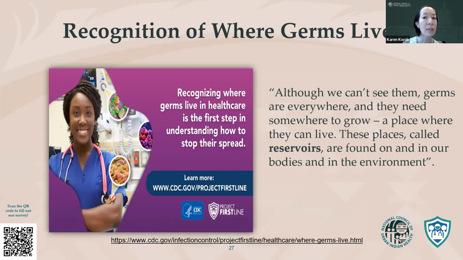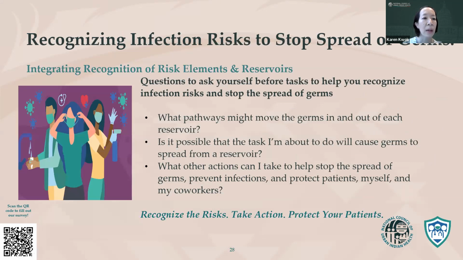In the next slide, infection control actions at any one of these key points that we just discussed can stop germs from spreading and causing infection. To make decisions about infection control, it's important to think about where the germs are, the reservoirs that you're dealing with, and how the germs might get somewhere else through a pathway. Then you can recognize the risk for germ spread to happen and do something about it. In this next slide, we remember that germs are everywhere, including on our bodies and the environment.